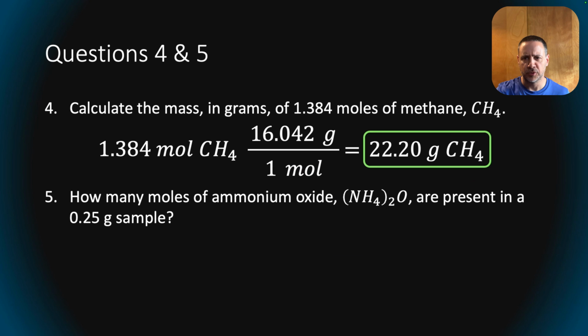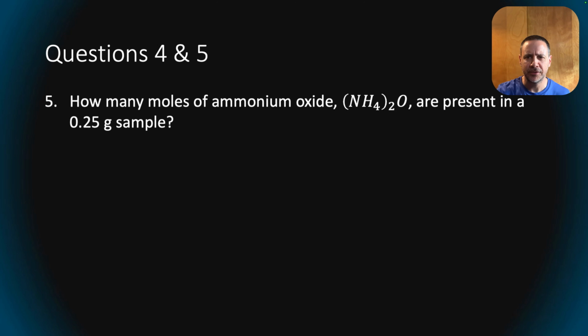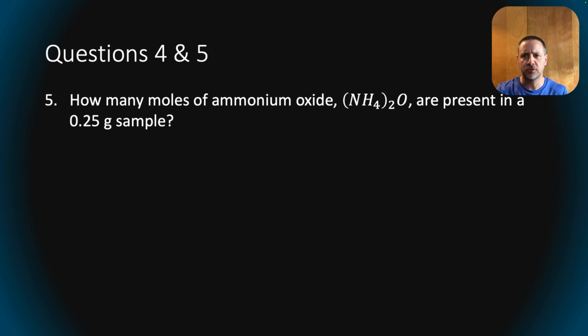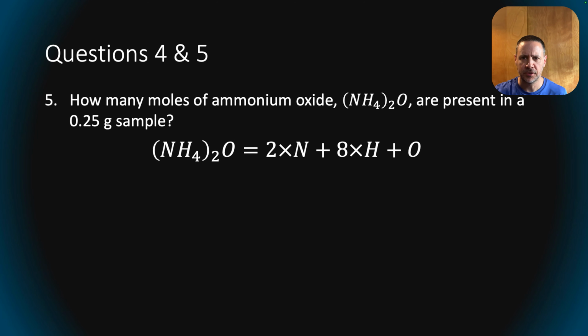Let me clear out number 4 so I have a little room to work. Ammonium oxide has 2 nitrogens, 4 times 2 is 8 hydrogens, and 1 oxygen. Plug in the molar masses and don't round.